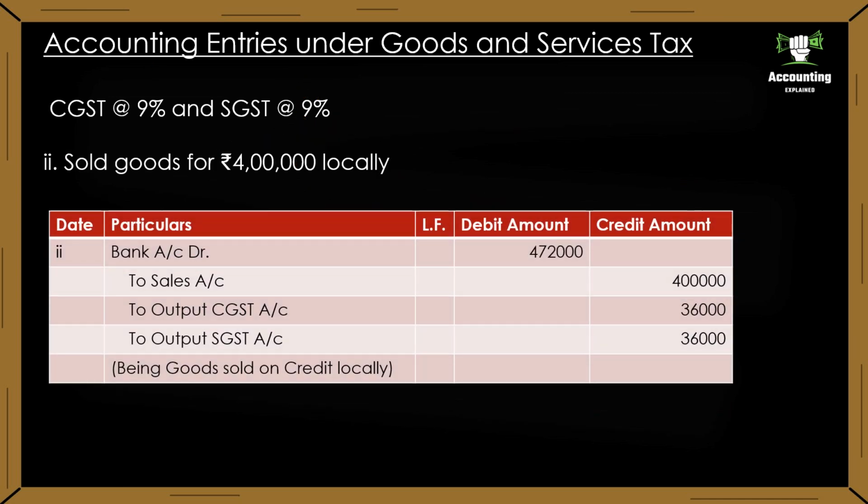Journal entry will look like this. Bank account debit 4 lakh 72,000, to sales account 4 lakh, to output CGST account 36,000. This is intrastate, within the state, so we are having CGST and SGST separately. To output SGST account 36,000, being goods sold on credit locally.